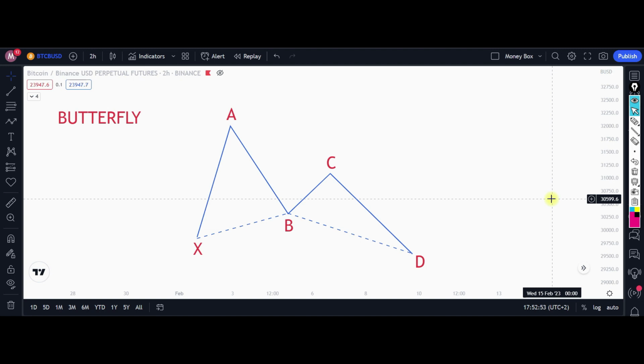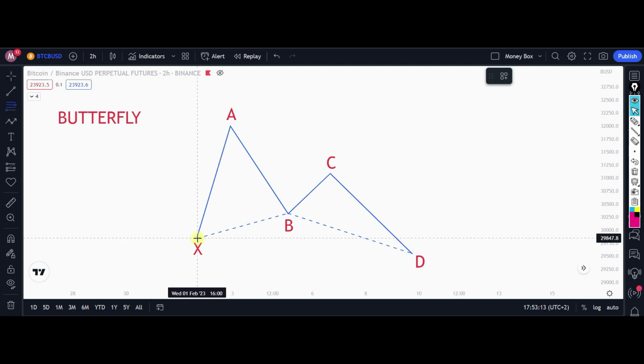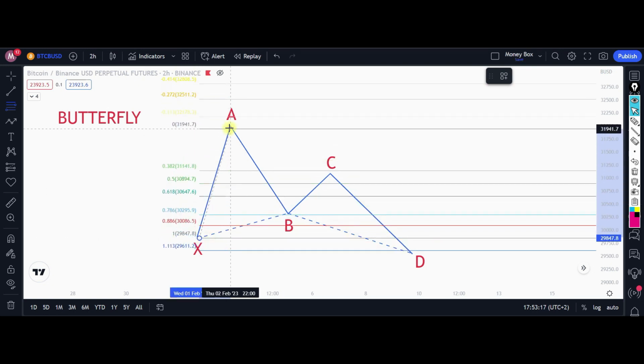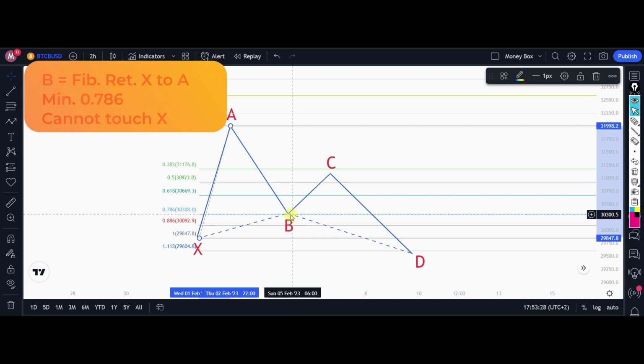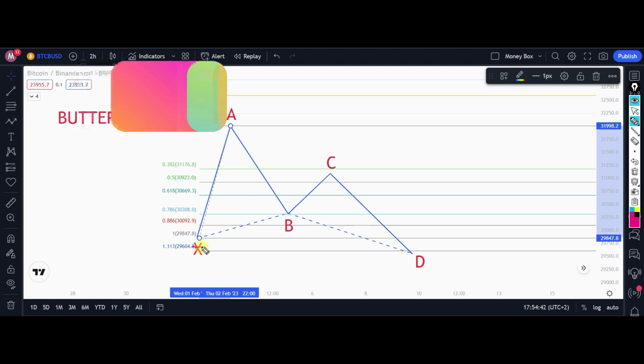We expect a movement from X to A and a retracement to the B level, but this time we expect a deeper retracement than other patterns. This retracement can be calculated with a Fibonacci, and our B point is 0.786. And for this pattern, our rule is B cannot reach the X price level, otherwise it turns into a double bottom and the pattern becomes invalid.